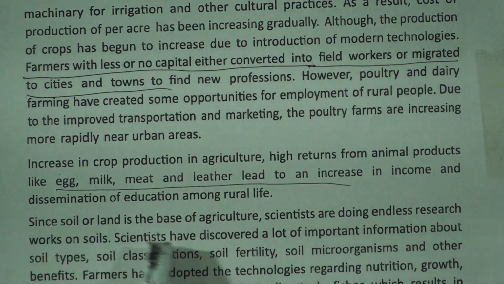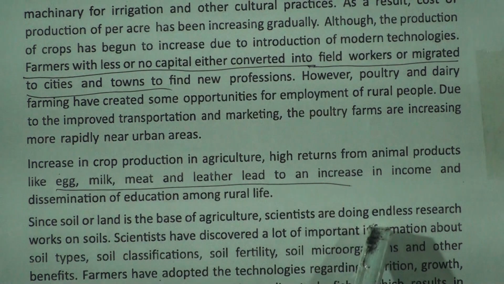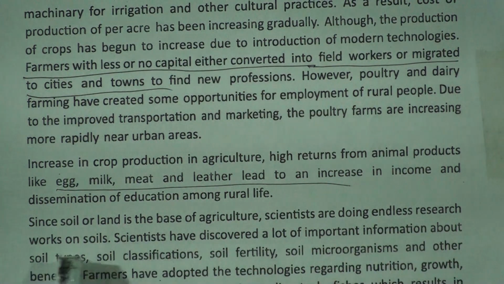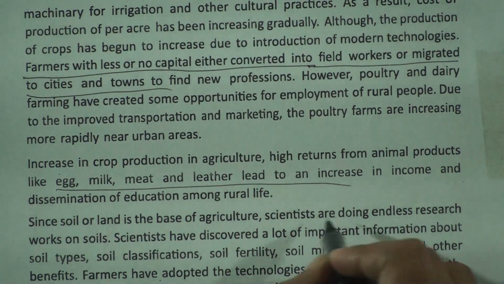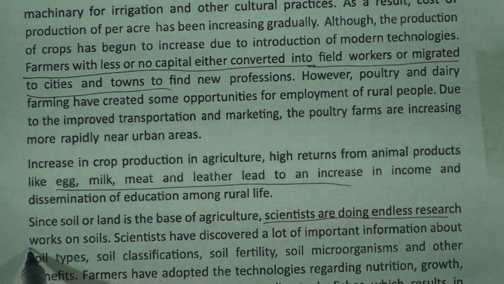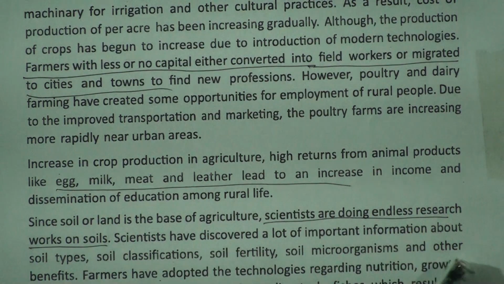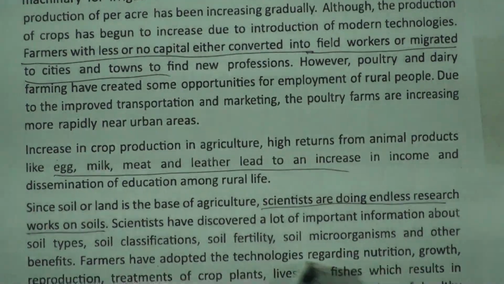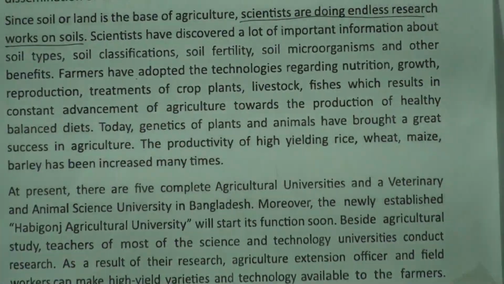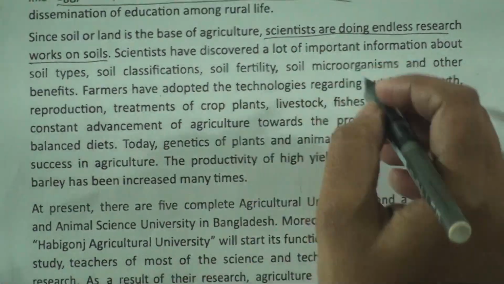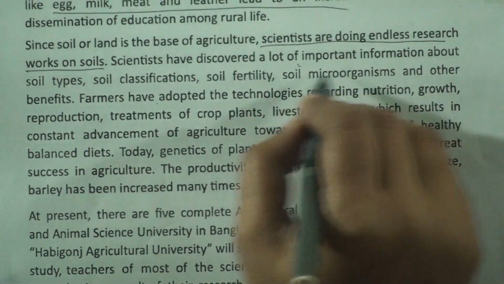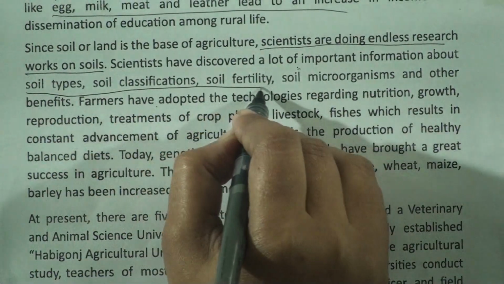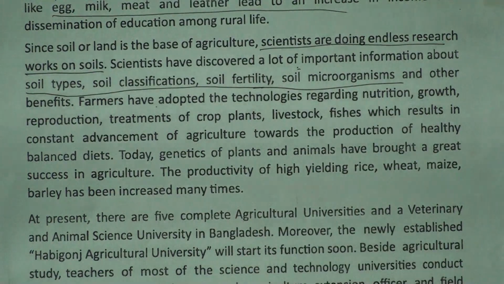Since soil or land is the base of agriculture, scientists are doing endless research work on soil. Scientists have discovered a lot of important information about soil types, soil classification, soil fertility, soil microorganisms and other benefits. So what did they find? Some important information about soil types, soil classification, soil fertility and soil microorganisms.